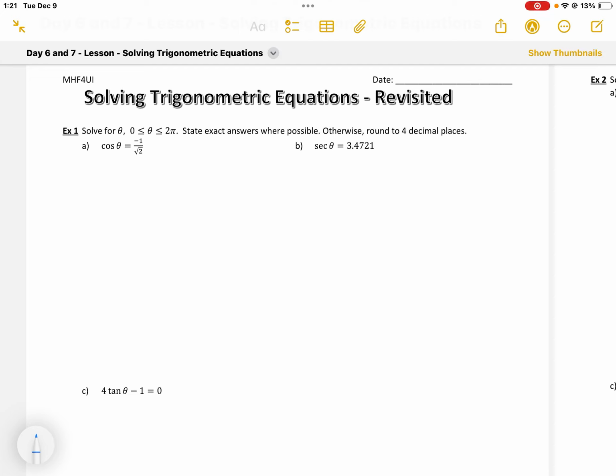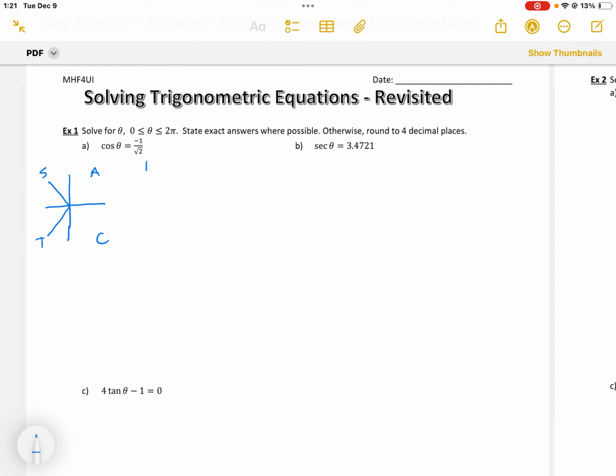Here are some examples of solving trig equations. Some of them we are going to start using identities too. So cos theta equals minus 1 over root 2. Our first step is to determine where our solutions are. So since cosine is negative, it could be in our second quadrant or our third quadrant.